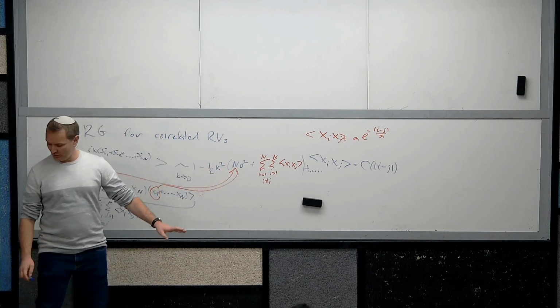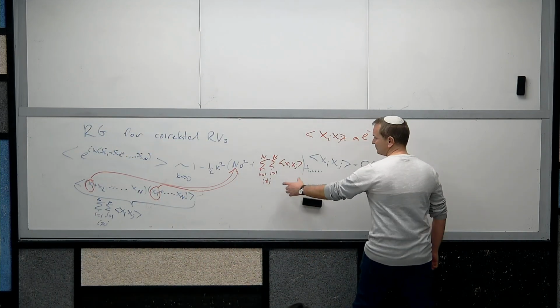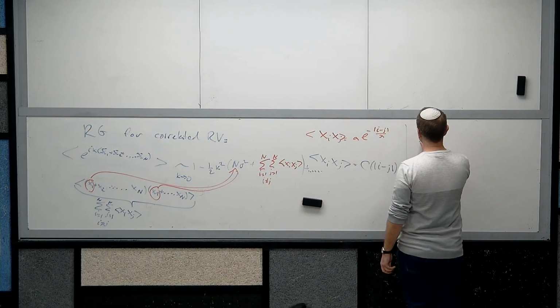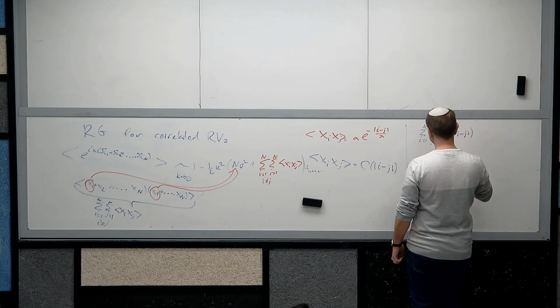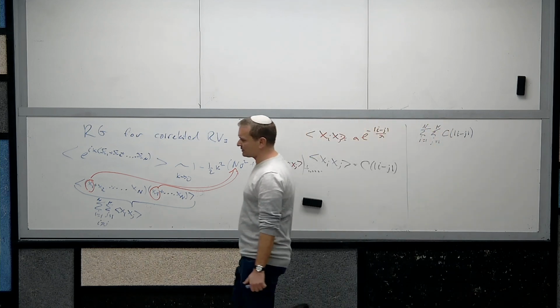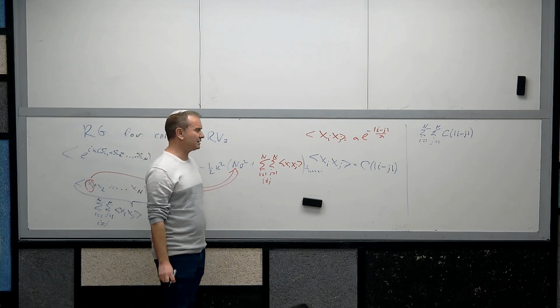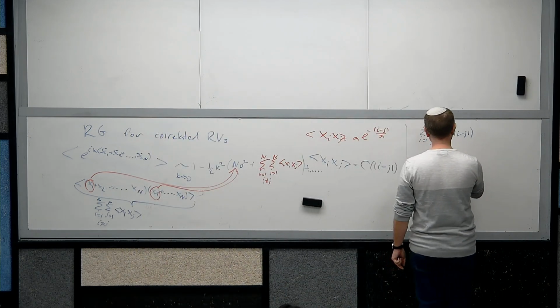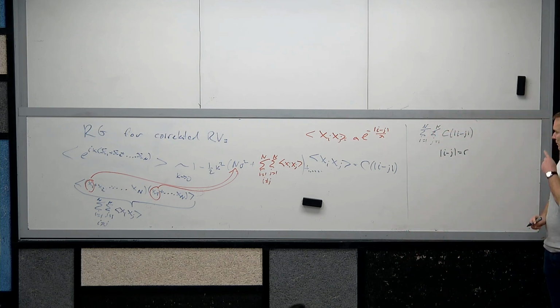Why is it important? Let's write this double summation with c of i minus j. So we have this part over here: sum i goes from 1 to n, sum j goes from 1 to n, c a function of i minus j. Now let's fix the following thing. Let's fix |i minus j| equals r. And we consider two different situations.